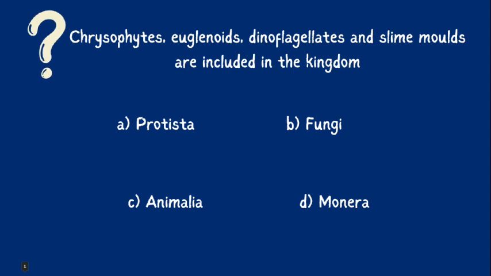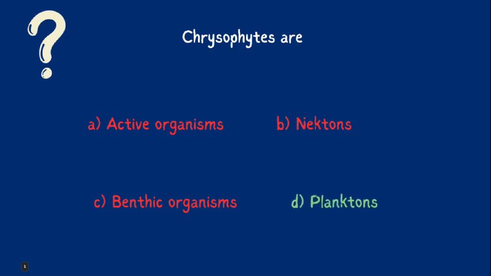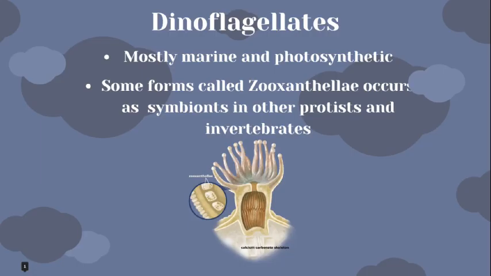It's question time. Guess the answer. Chrysophytes, euglenoids, diatoms and slime molds are included in the kingdom. Yes, Protista. The chrysophytes, are they active organisms or nekton, or benthic organisms, or planktons? Yeah, they are planktons. Now let's continue.